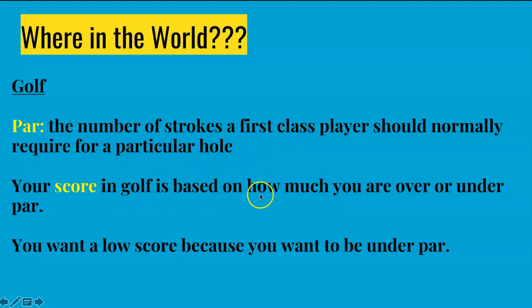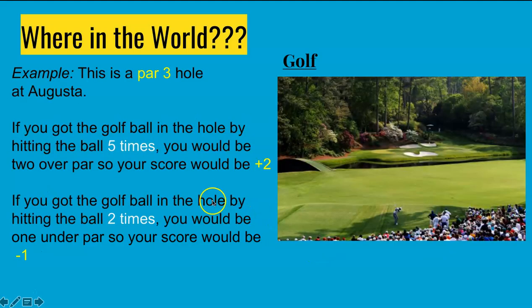Your score in golf is based on how much you are over or under par. And you want a low score because you want to be under par. So here's an example. This is a par 3 hole at Augusta. And so that means that you should be able to get the golf ball into the hole in 3 hits, or they would say 3 strokes, if you're a good player.